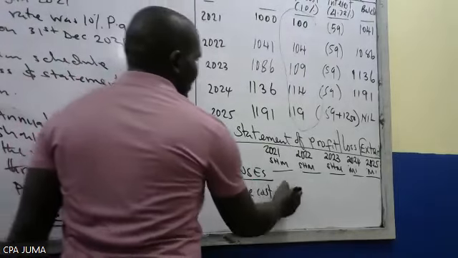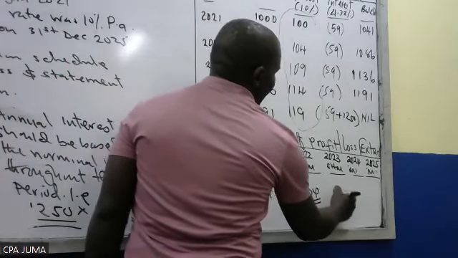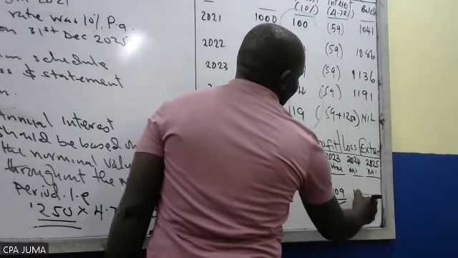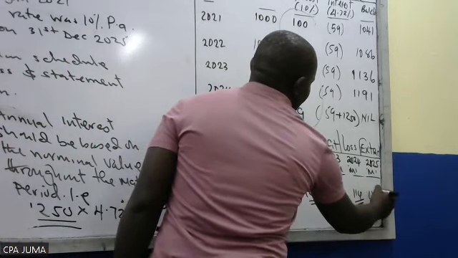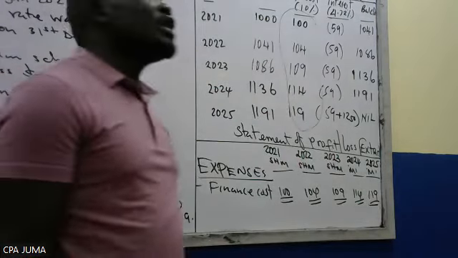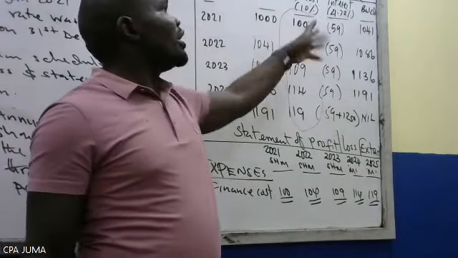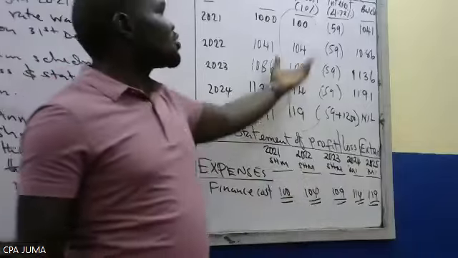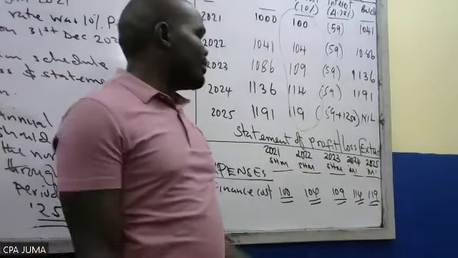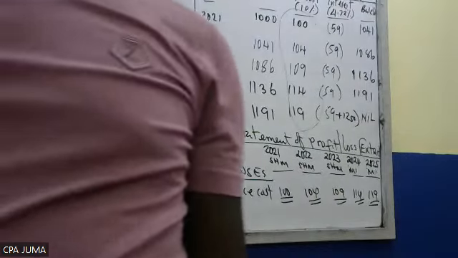So this is 100. This is 104, 109, 114, 119. You don't bring interest. Interest is always deemed to be part of finance cost. So once you have paid, you have just reduced the finance cost. So in accounting, you take the whole amount. So once you give us finance cost, don't talk of interest anymore.